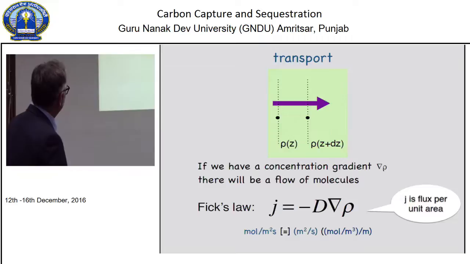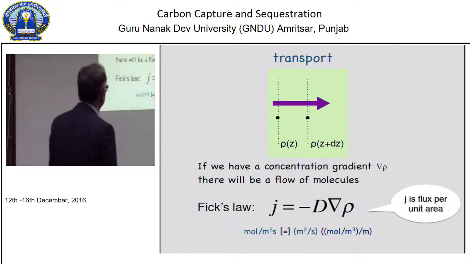Here's a position in space. Here's a neighboring position that's differentially different. And if we have a concentration gradient, there'll be a flow of molecules through. Mr. Fick figured this out 100 years ago, that the flux is given by a diffusion coefficient times a gradient. And the flux is in units of per unit area as you go through these membranes.